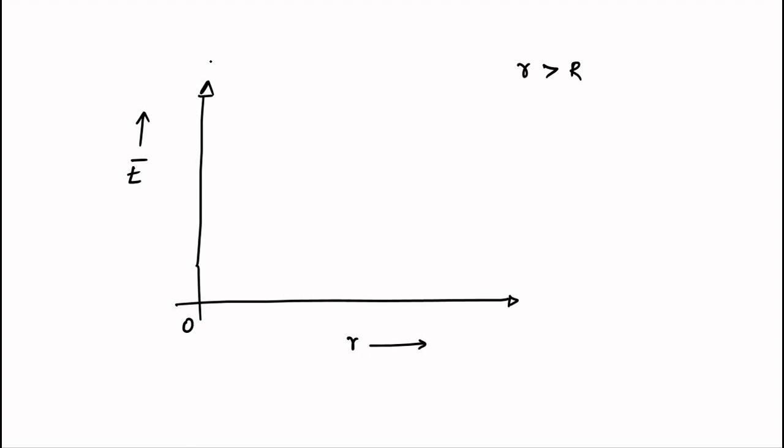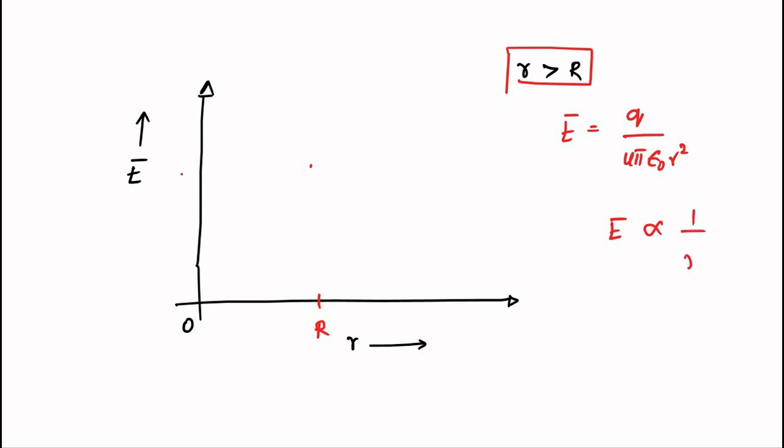R. Let's say the capital R is somewhere here. This is the point. So when small r is greater than capital R, the electric field intensity is equal to Q by 4 pi epsilon 0 r square. So electric field intensity is inversely proportional to the square of the distance from the center O.